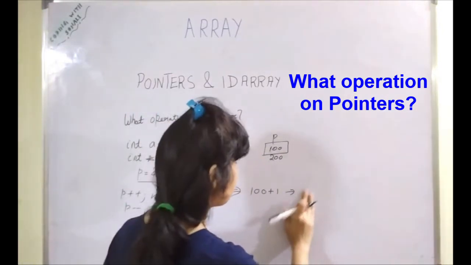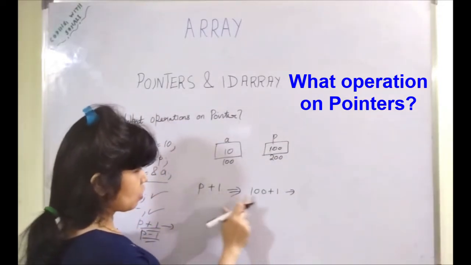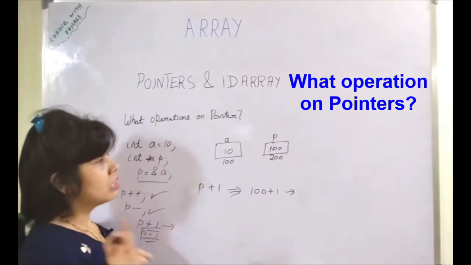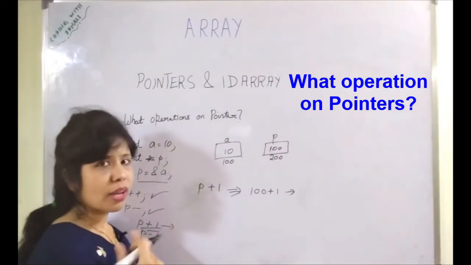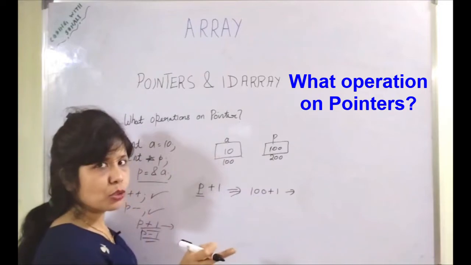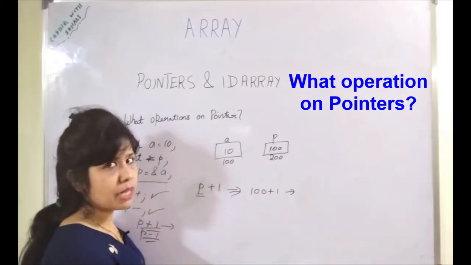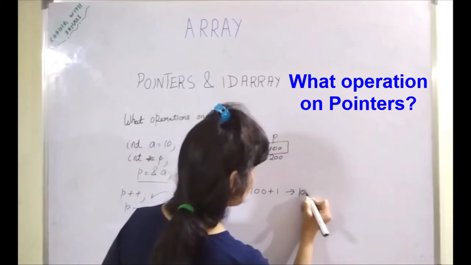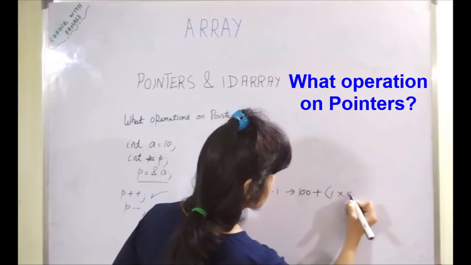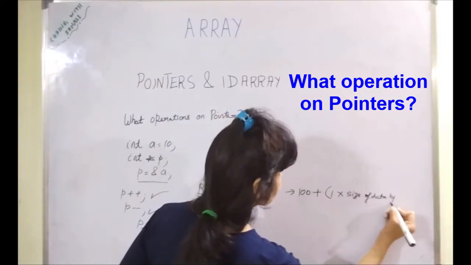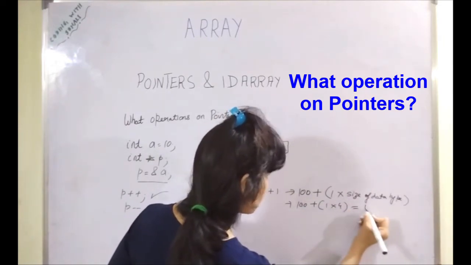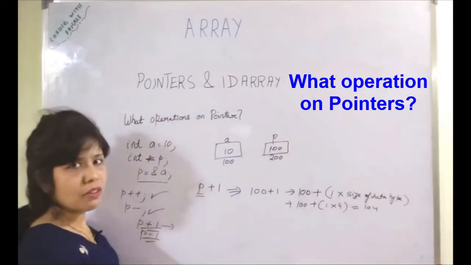So then what will be the result? Since this is a pointer, first of all 100, and this is a pointer to what? Integer. We know that in case of the integer, it takes a total of 4 bytes. So whenever you are adding 1 to this address, that is 100, a total of 4 bytes should be added to it. So it should be in this manner: 100 plus 1 into size of data type, that is simply 100 plus 1 into 4. That is 104. So this should be the value of this.